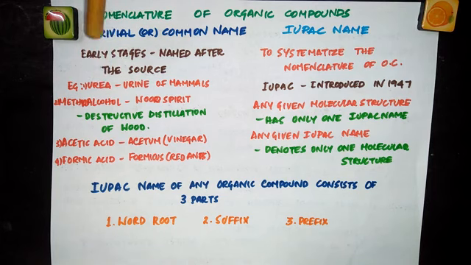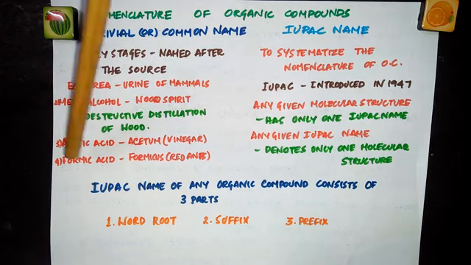Another example is acetic acid. Acetic acid got its name from acetum. In Latin, acetum means vinegar. Since acetic acid is present in vinegar, it has got that name. Same way, formic acid. Formic acid was derived from the word formicus, which is again Latin for red ants, since formic acid is obtained by the destructive distillation of red ants.